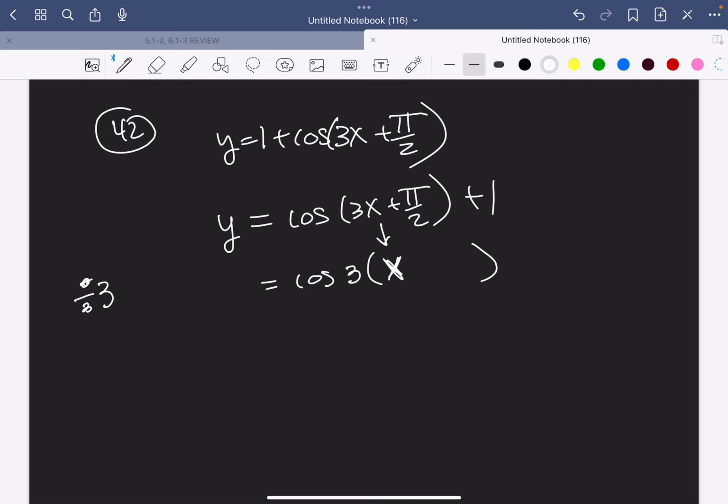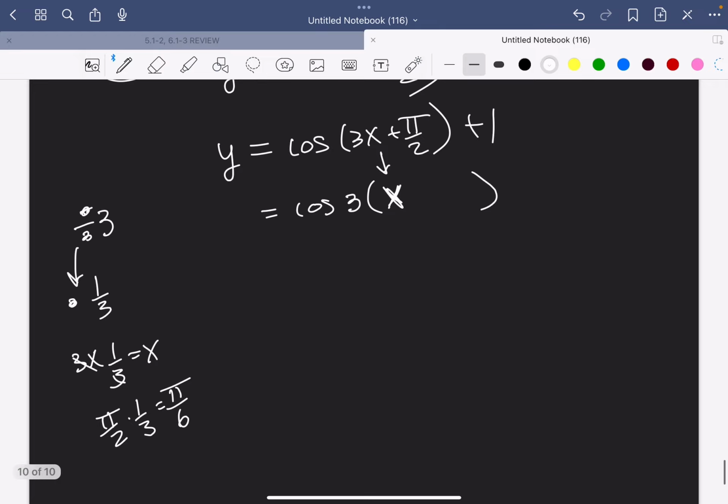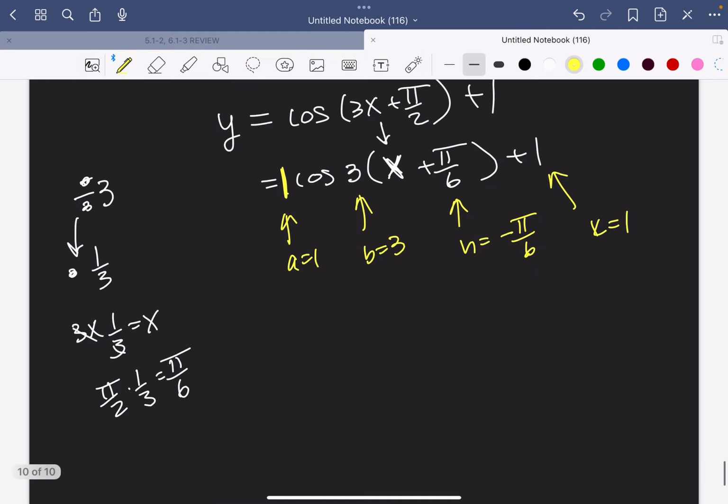So 3x divided by 3 is x. And don't forget, dividing by 3 is the same as multiplying by a third. So I'm going to take 3x and hit it with a third, and I get x. And I'm going to take pi over 2 and hit it with a third. I'm going to get pi over 6. So this is going to be plus pi over 6. So now, if I put a 1 here, I think it's clear that a is equal to 1, b is equal to 3, h is equal to negative pi over 6, and k is equal to 1.